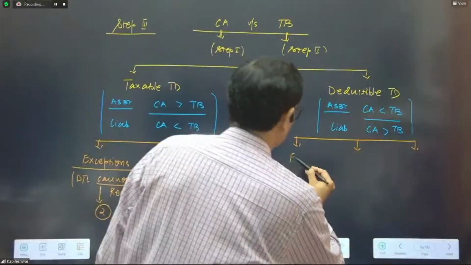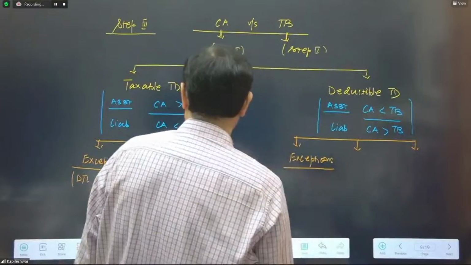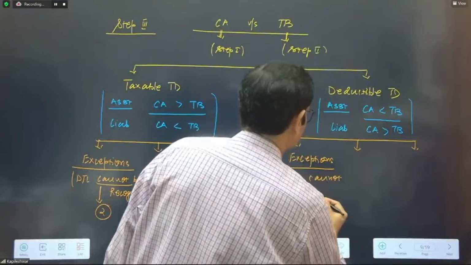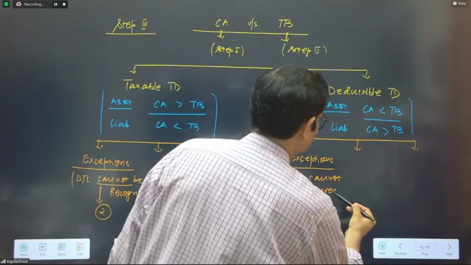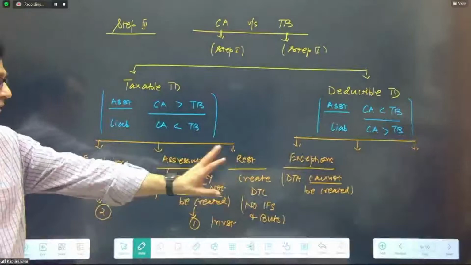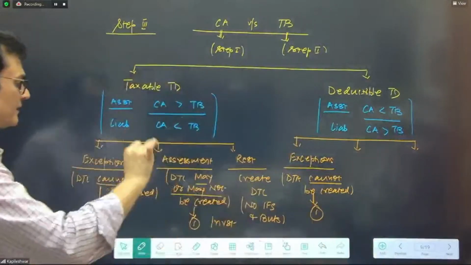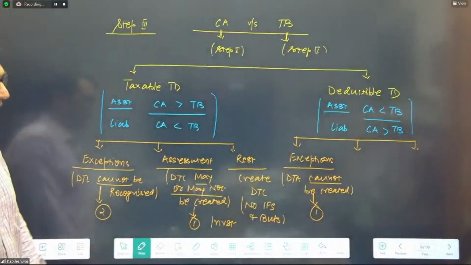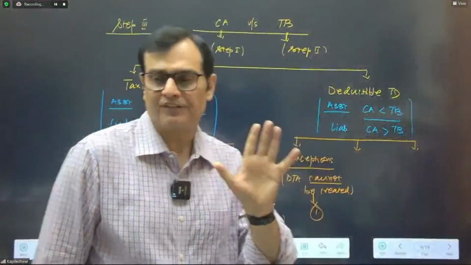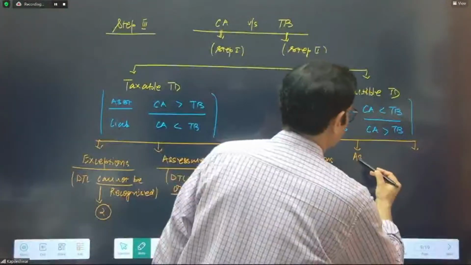So for deductible, again, we've got exceptions, and this means a DTA cannot be created in this case. The standard prohibits that you create a DTA in this case, and there is only one exception. We'll see that exception later, the case where a DTA cannot be created. And now let's go to the next one, and that is assessment.